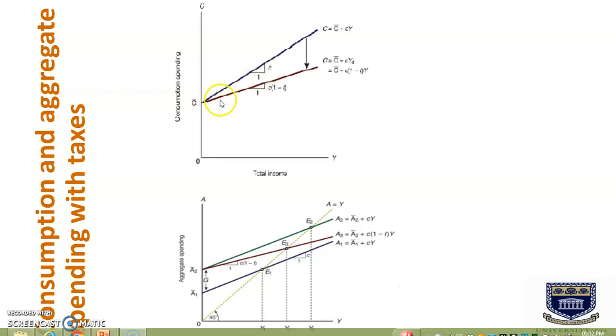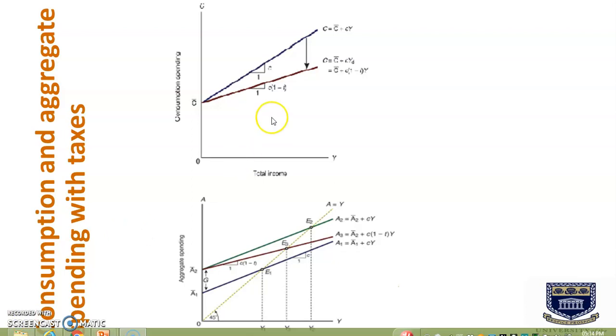If we have a look at this function over here, note the slope now is c, your marginal propensity to consume, multiplied by, in brackets, 1 minus t. So here our slope has become flatter by the inclusion of tax. The vertical intercept, C bar, is the same for both curves. So note that with the introduction of taxes, the consumption function swivels downwards. However, autonomous consumption C bar has remained the same.